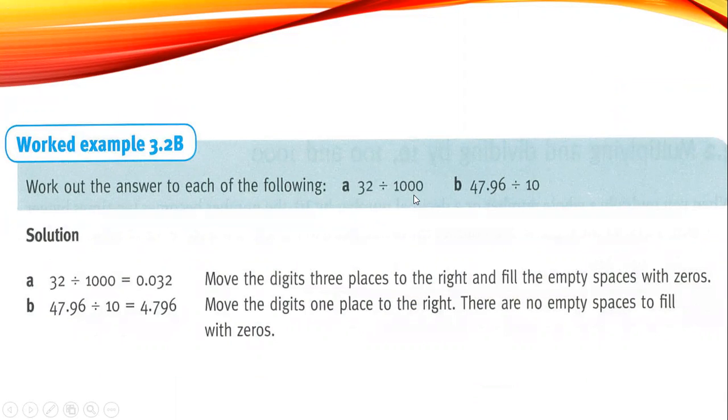Now we have this example, 32 divided by 1000. 1000 has three zeros, so this will move three steps backward. Right now the place of 2 is units, so once it moves three steps backward, its place is thousandths. The place of 3 is tens, so moving three steps backward, first it goes toward units, then tenths, then hundredths. So the place of 3 is hundredths, and your answer is 0.032.